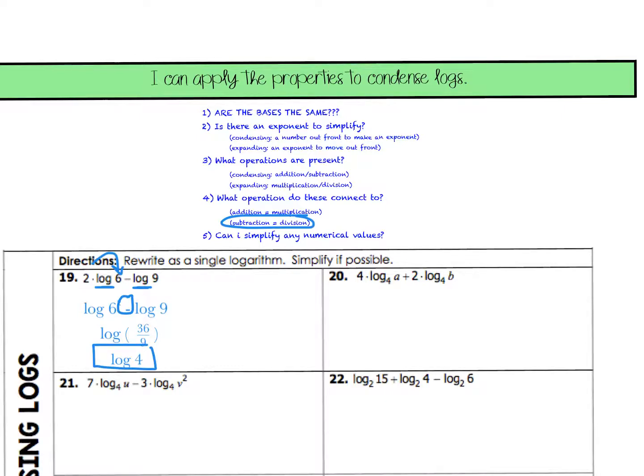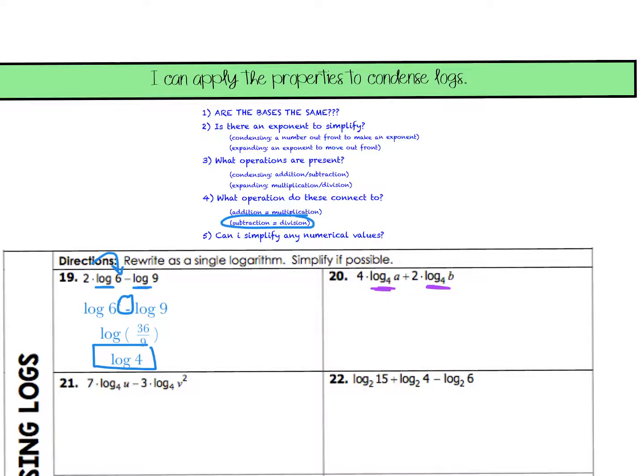All right, so let's go ahead and let's look at number 20 together. So we're going to go through that same progression of questions. So the first question is, are the bases the same? And so when I look at them, I see that everything is in base 4. So I see I have base 4 and base 4 of my 2 terms, so I'm okay. Is there an exponent to simplify?